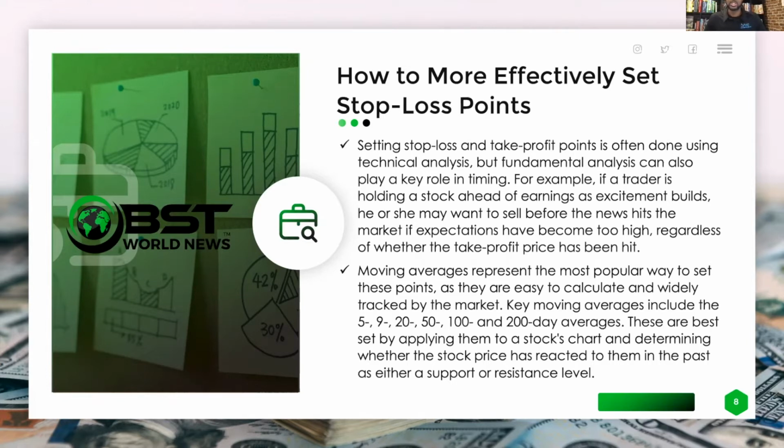These are best set by applying them to a stock's chart and determining whether the stock price has reacted to them in the past as either a support or resistance level. We talked about this in the introduction to technical analysis. You guys should pretty much understand how the moving averages react to the stock price and how they can be used with resistance and support levels as well. So those are definitely going to be key for you moving forward.